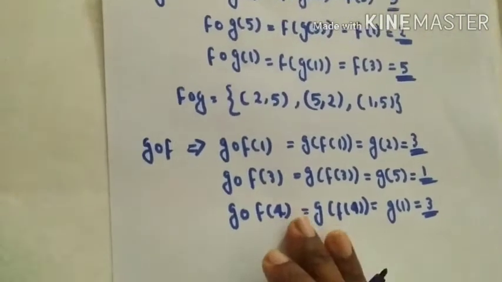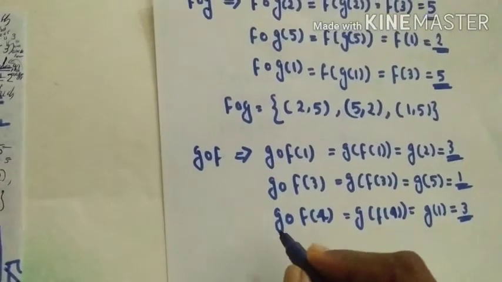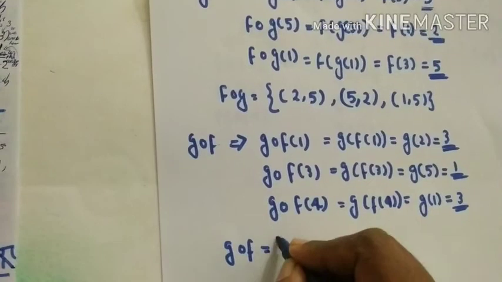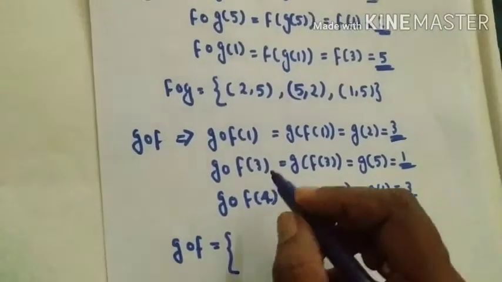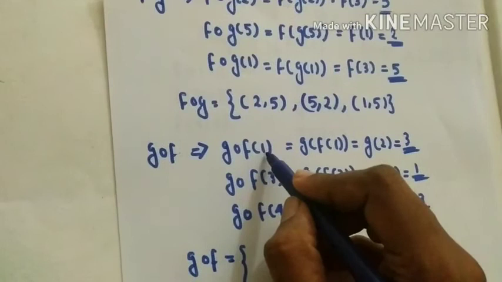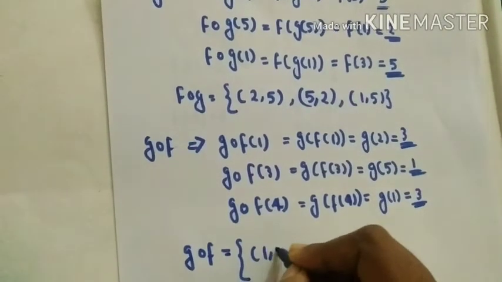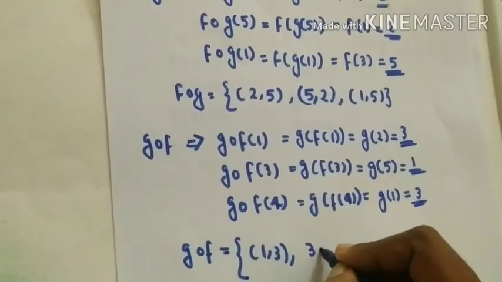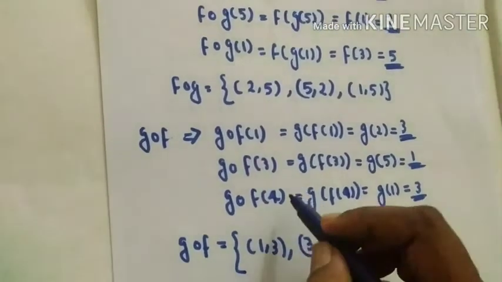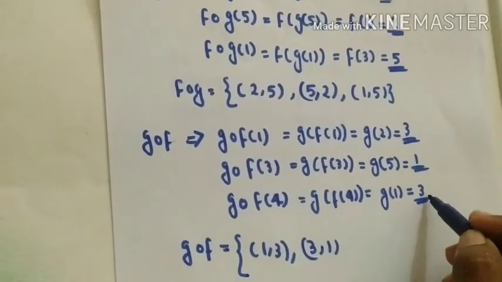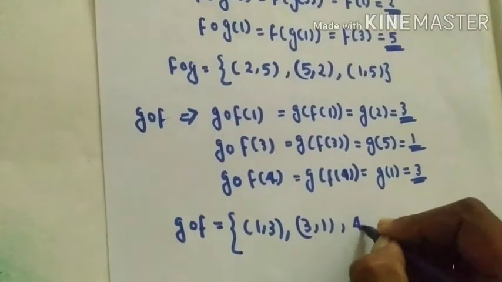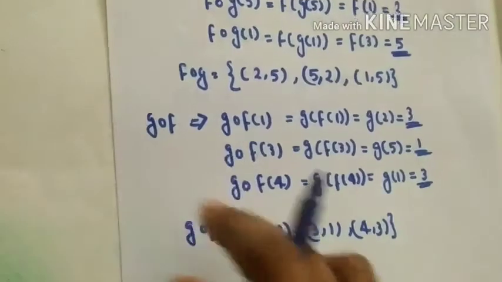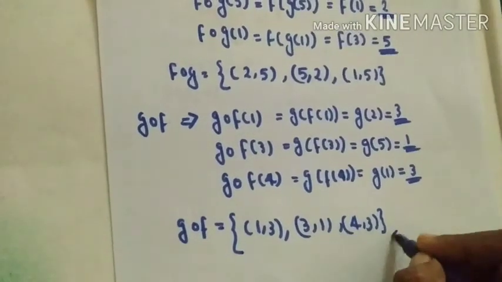So finally we get our g of f is a set containing ordered pairs. With 1 I have 3, so (1, 3), and with 3 I have 1, (3, 1), and the last one with 4 I have 3, (4, 3). So this is the answer of g of f. I hope you understood.